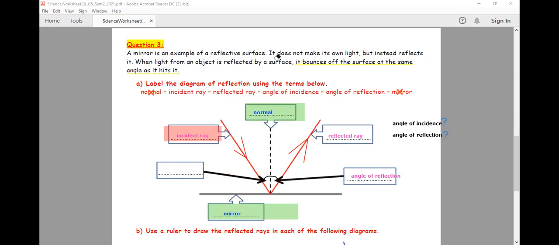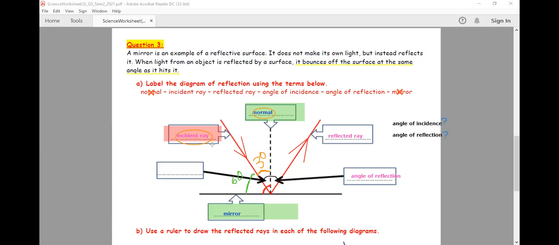Sixty degrees, from the normal to the mirror. This whole angle is 90 degrees because they are perpendicular. We took 60 from it, so this 60 is gone. How much is left for the angle of incidence? 30 degrees. I need to notice that the angle between the normal and the incident ray is the angle of incidence.